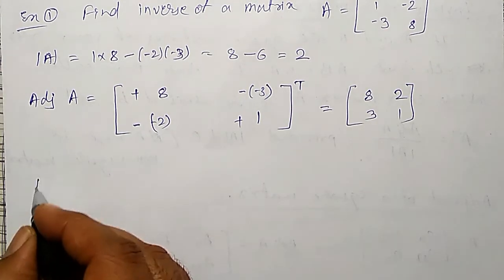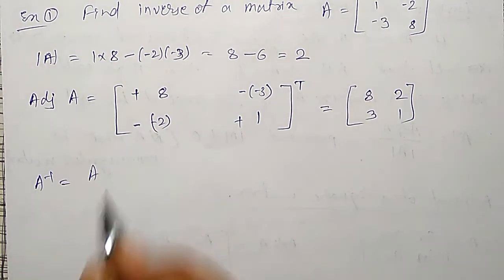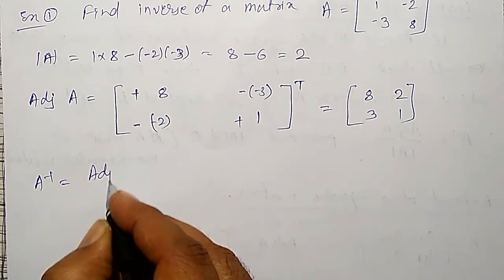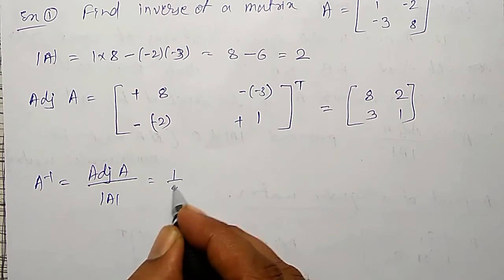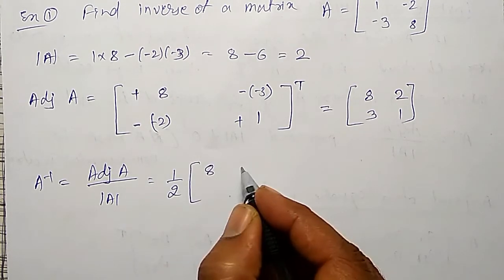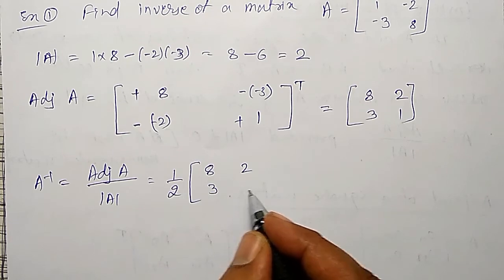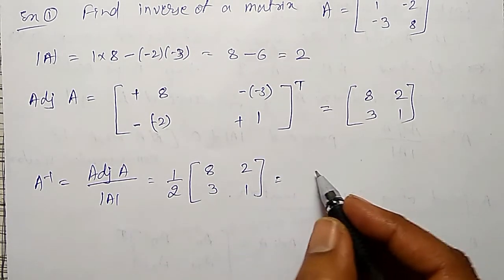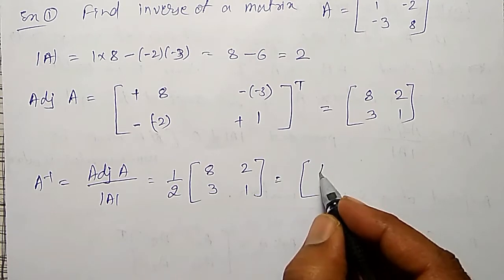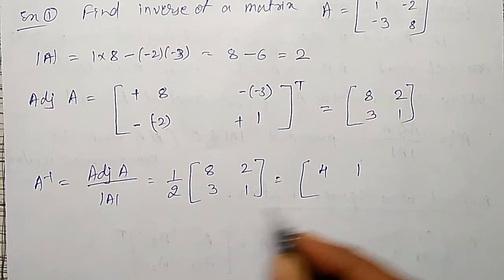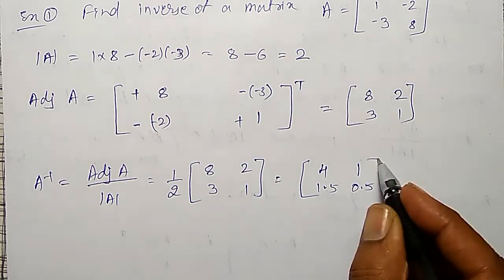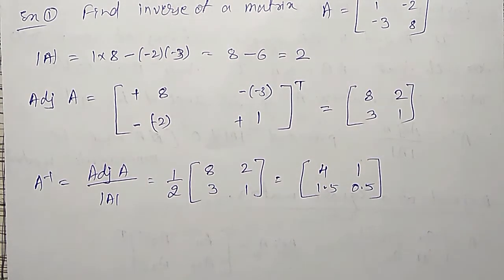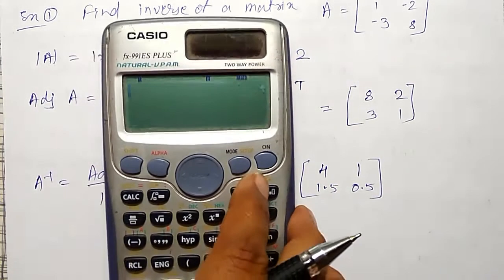Then A inverse is given by the adjoint of A divided by the determinant of A. Determinant is 2, so it is 1 by 2 times the adjoint 8, 2, 3, 1. In decimals you can also write that: 8 divided by 2 is 4, 2 divided by 2 is 1, 3 divided by 2 is 1.5, 1 divided by 2 is 0.5. This is the inverse of the matrix. And how to find this using the calculator directly? This is how it is calculated manually.